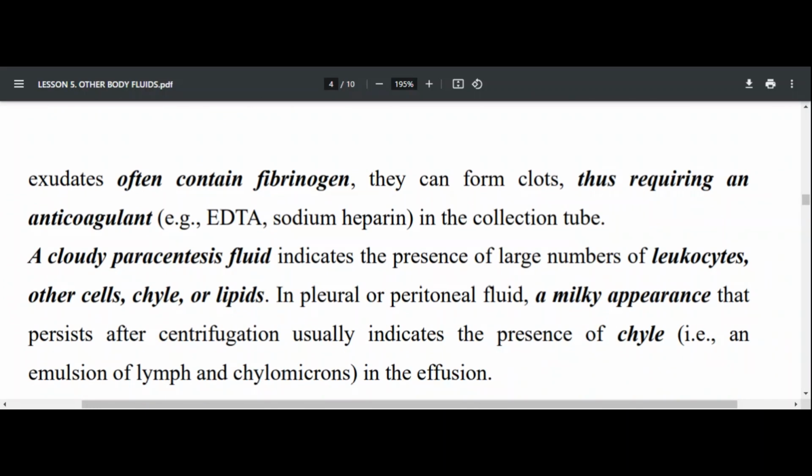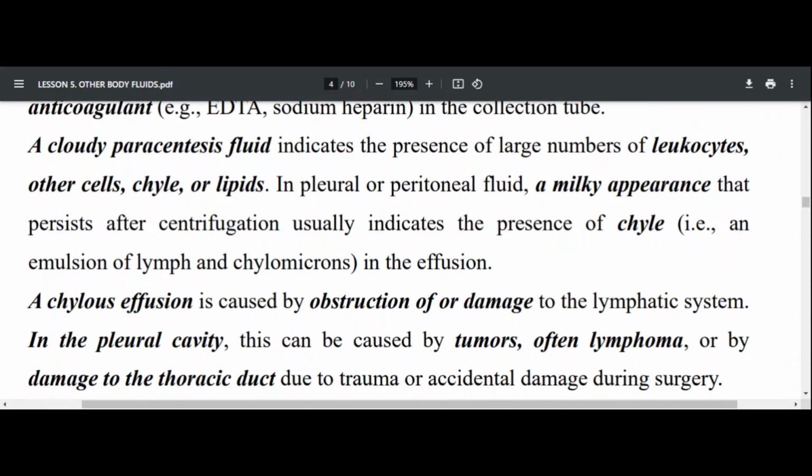A cloudy paracentesis fluid indicates the presence of a large number of leukocytes and, of course, other cells, and lipids. In pleural or peritoneal fluids, when it has a milky appearance after centrifugation, it indicates the presence of chyle. Chyle is an emulsion of lymph and chylomicrons in the effusion. So we can say that effusion contains chyle, a mixture of chylomicrons and lymph.